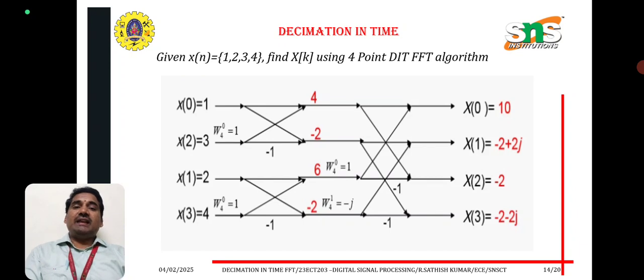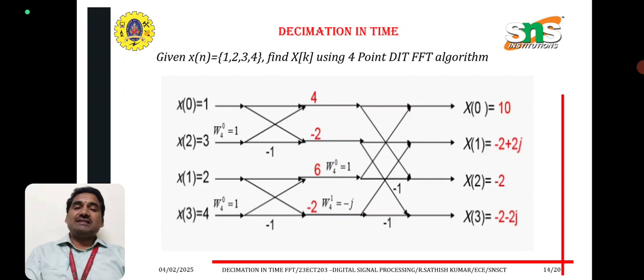Right? Now, given x of n is equal to 1, 2, 3, 4, find x of k using the 4-point DIT FFT algorithm. x of 0 is equal to 1, x of 1 is equal to 3, x of 2 is equal to 2, x of 3 is equal to 4. From this, we calculate the first results: 1 plus 3 is equal to 4, 1 minus 3 is equal to minus 2, 2 plus 4 is 6, and 2 minus 4 is equal to minus 2.